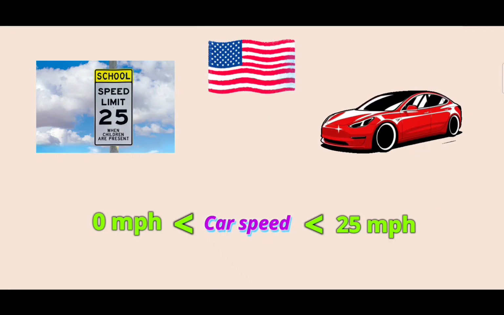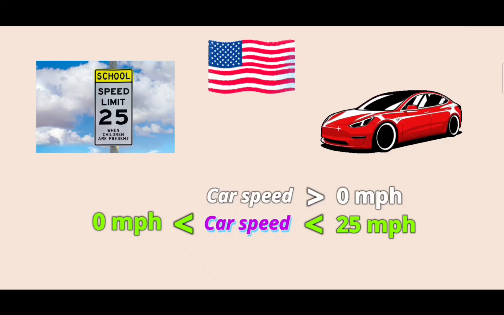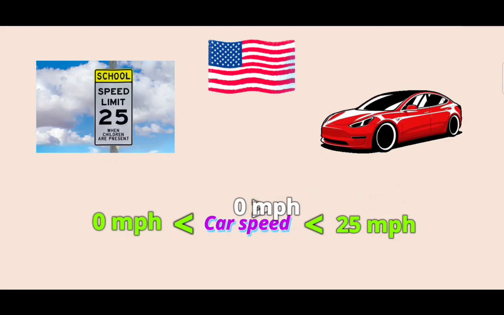That says that 0 miles per hour is less than what car speed is. In other words, what car speed is greater than 0 miles per hour and what car speed is also less than 25 miles per hour. Then most importantly, notice that greater than was flipped over to less than when we put it before what car speed is. And always make sure the less than sign looks like a letter L.